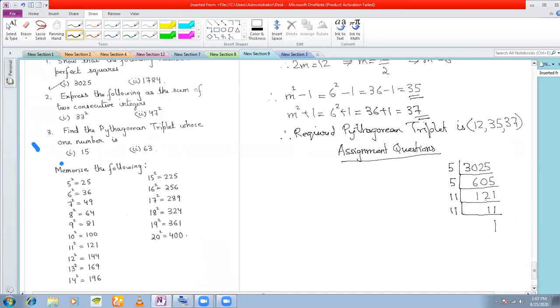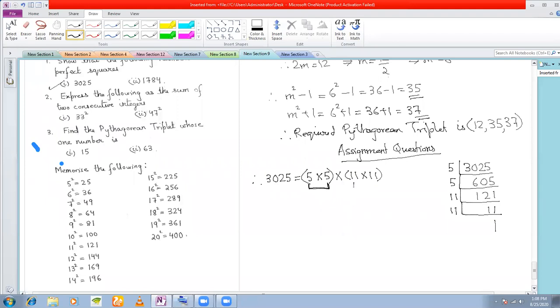So we have prime factorized 3025. You will show this in your fair. You will not do this in your rough. You will show this in your fair as I have done. 3025 is written as 5 into 5 into 11 into 11. So what you see here is that 3025 has been expressed as a product of pairs of equal primes.